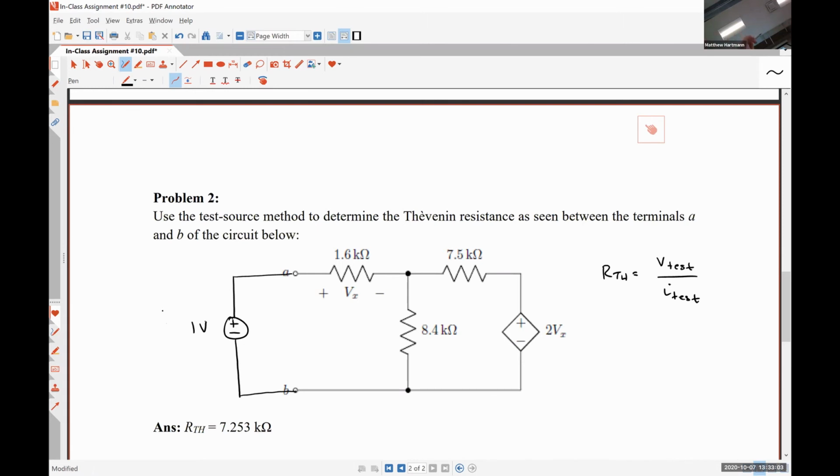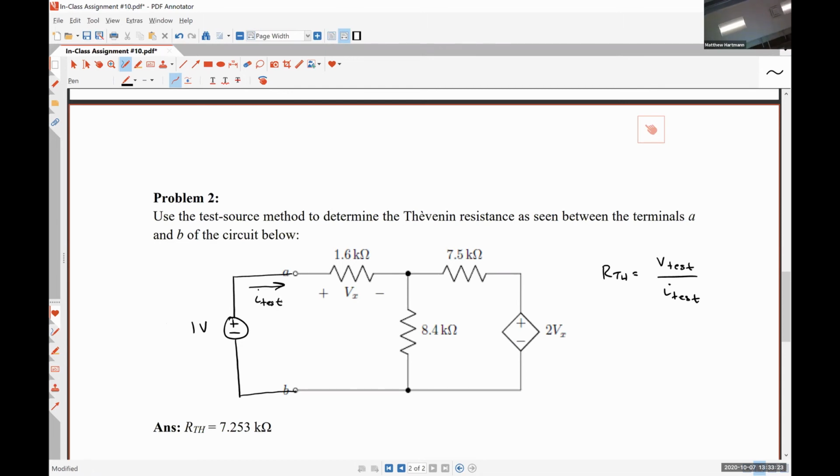I can put positive polarity on top or positive polarity on bottom. None of those things matter. I am going to get the exact same Thevenin resistance every single time. So using a 1 volt source like so, we are going to then try to measure this test current.